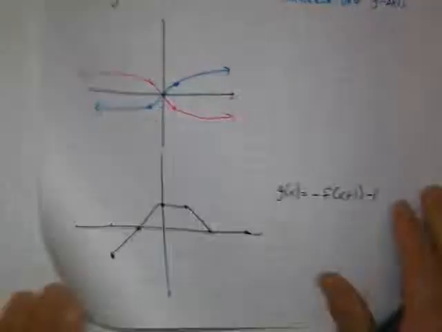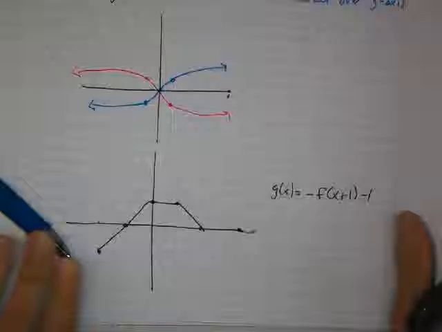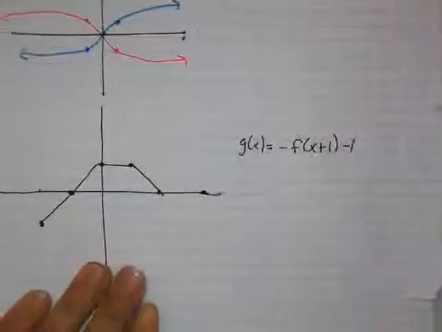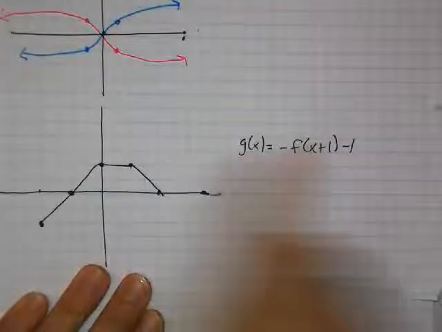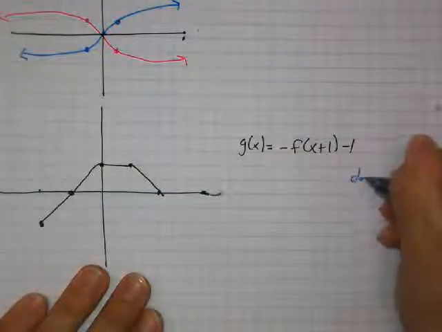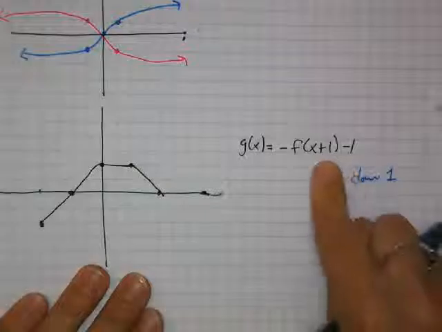Alright, here we go. So I know this is going to tell me to go down 1. This tells me to go left 1. And this tells me to flip it over the x-axis, and that's going to happen first.